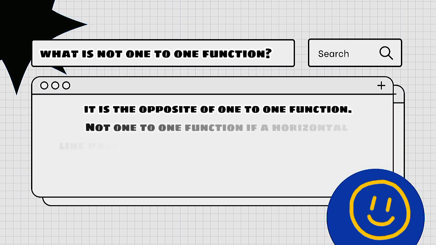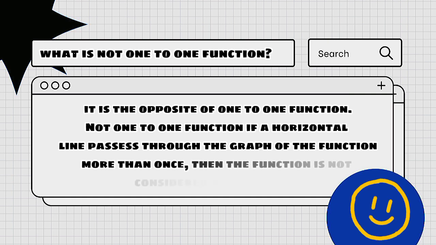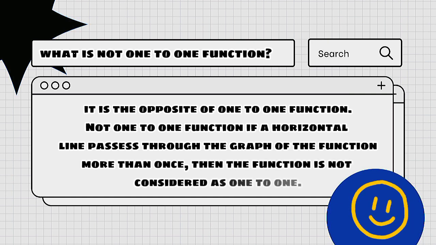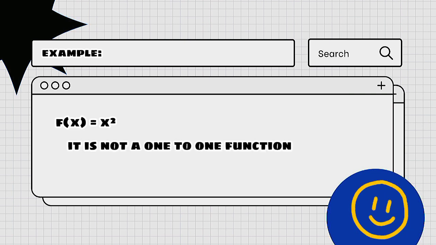It is the opposite of a one-to-one function. If a horizontal line passes through the graph of the function more than once, then the function is not considered a one-to-one function. Example, f of x equals x squared. It is not one-to-one because it produces 4 as the answer when you input both 2 and negative 2. But the function f of x equals x minus 3 is a one-to-one function because it produces a different answer for every input.